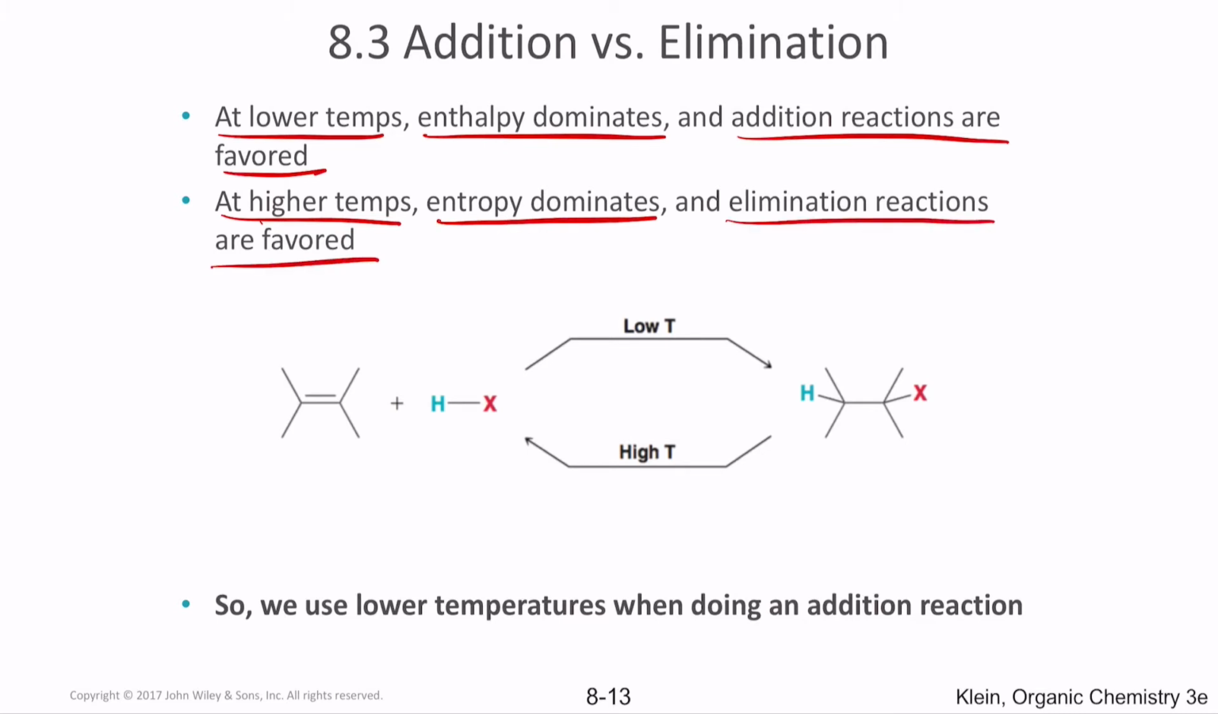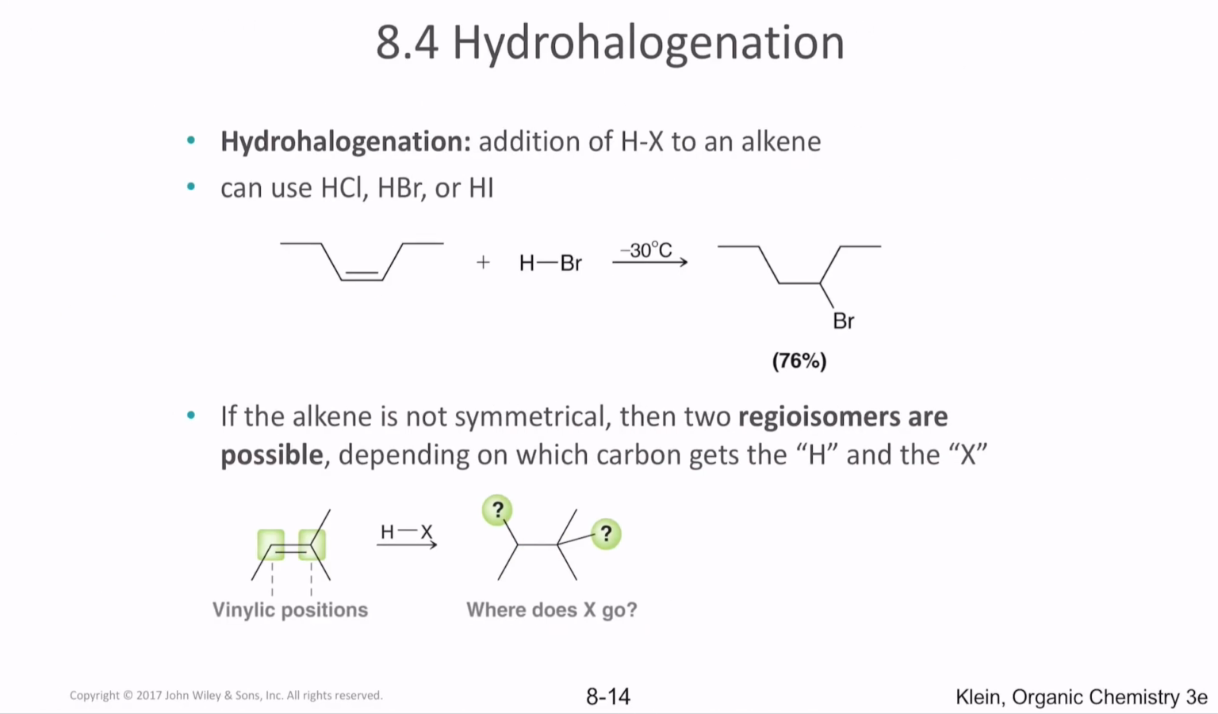So, for addition reactions, we need to use lower temperatures. So when you use low temperatures, it undergoes addition. When you use high temperatures, it undergoes an elimination reaction. So let's take the examples. So let's start with the first addition reaction, hydrohalogenation.